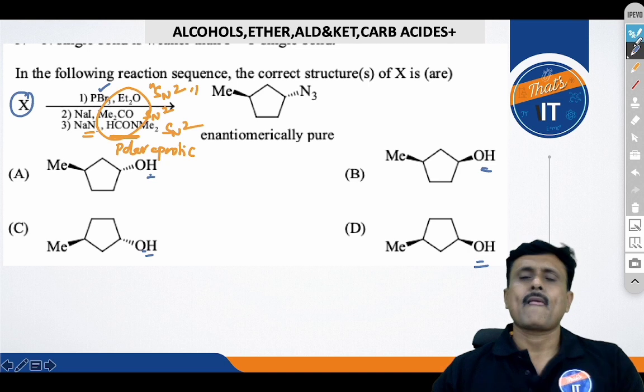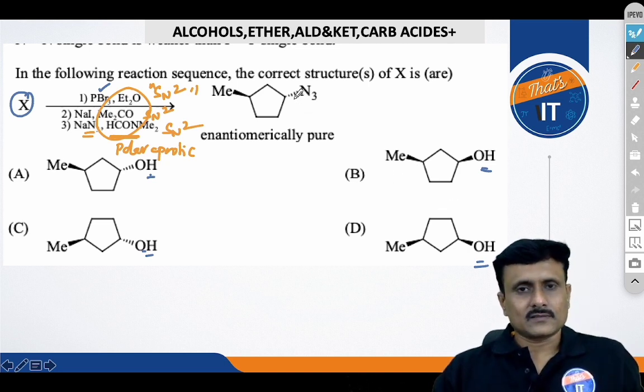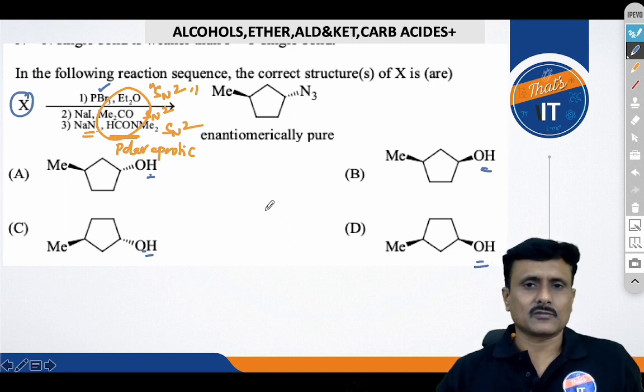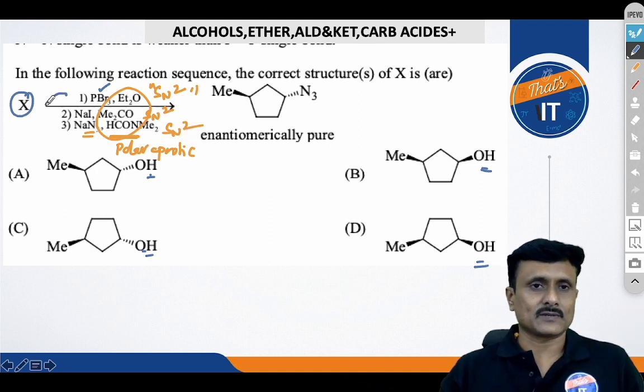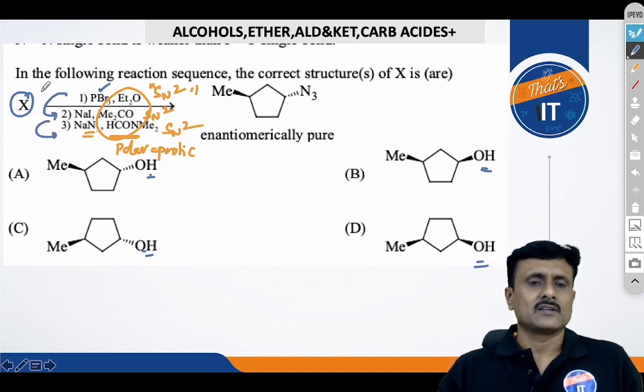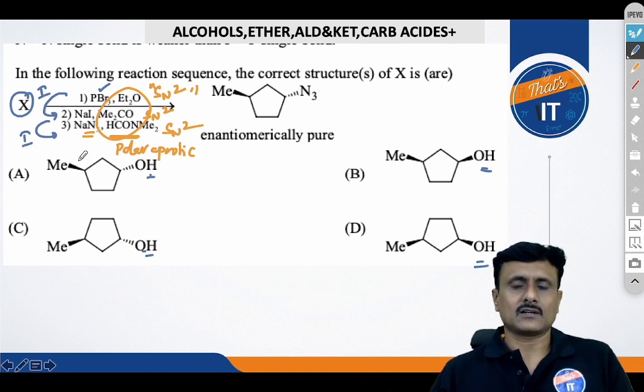SN2. You can see that we will go in reverse, right? This is the reactant, this is the product. You have to identify the reactant. So there are two times the inversion is taking place. One is 1 to 2 and then 2 to 3. Inversion. So alright, I hope you understood, isn't it?